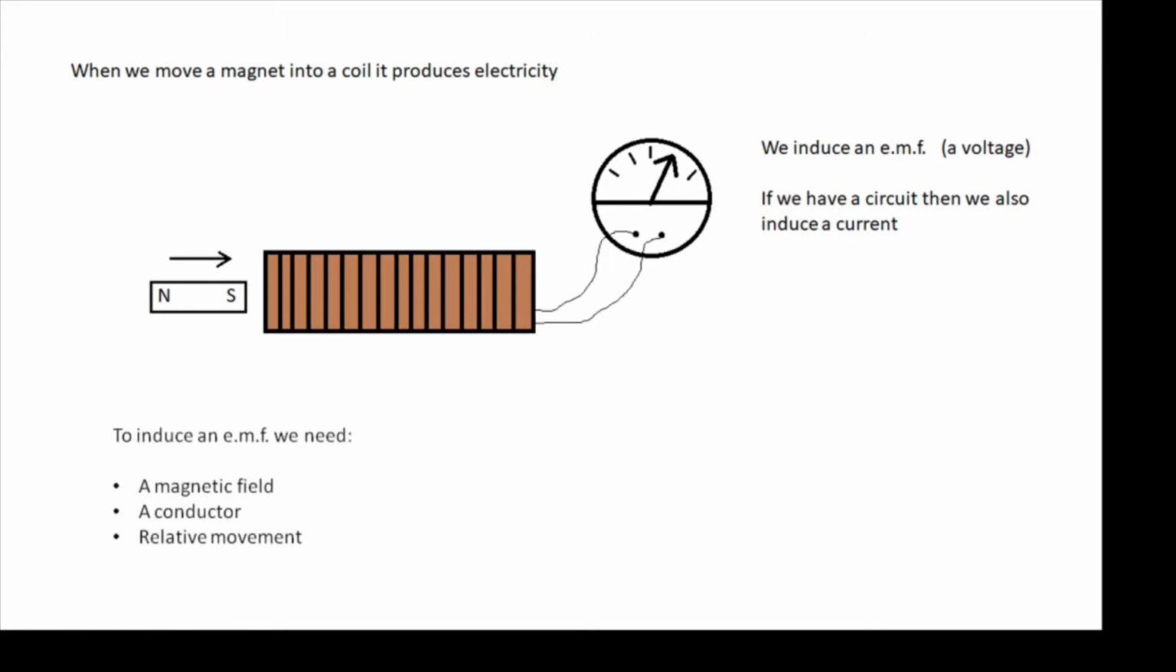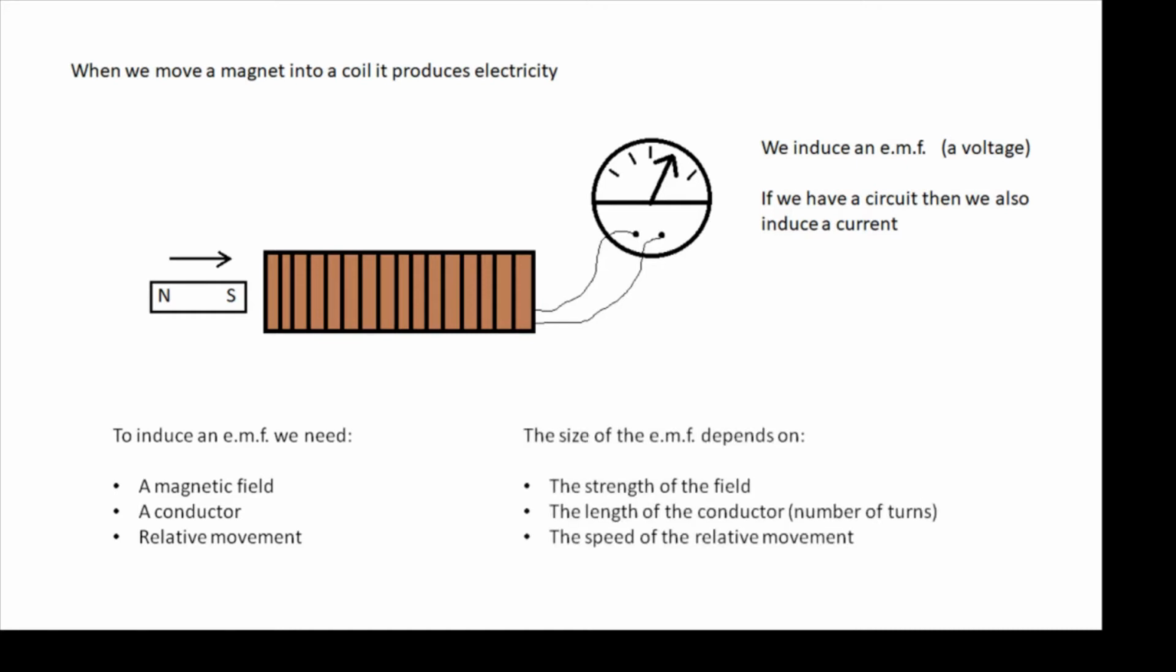To induce an EMF, you need a magnetic field, you need a conductor, and you need relative movement. In this case, the magnetic field is from the permanent magnet, the conductor is the coil, and the relative movement is me moving the magnet into the coil. The size of the EMF will depend on the strength of the field, the length of the conductor, for example the number of turns on the coil, and the speed of the relative movement.